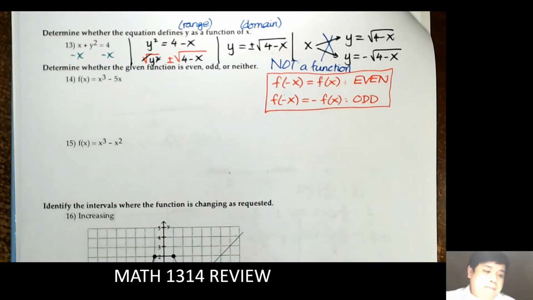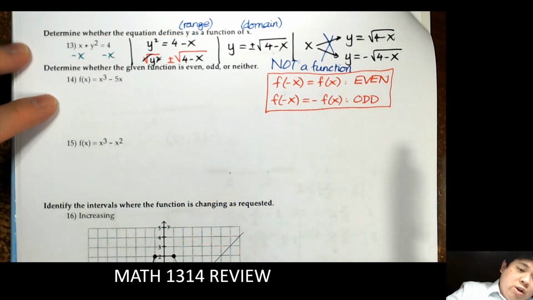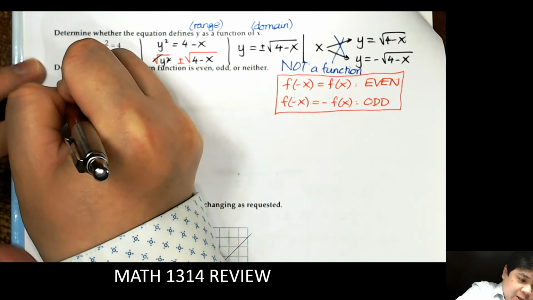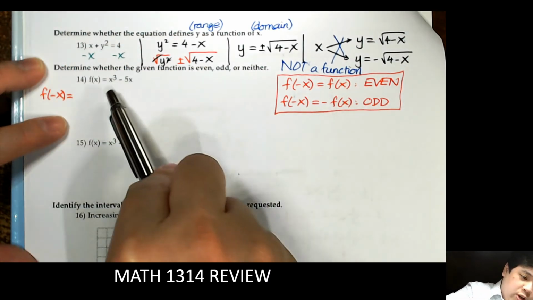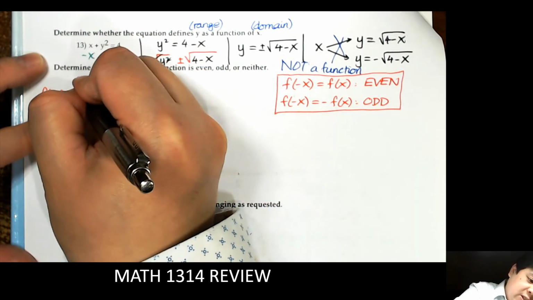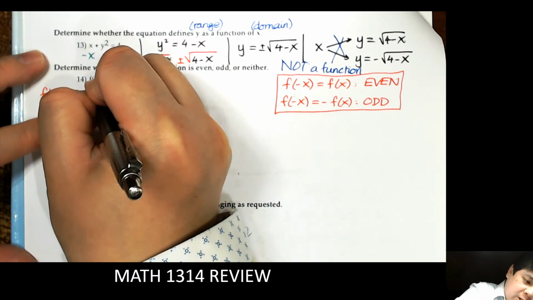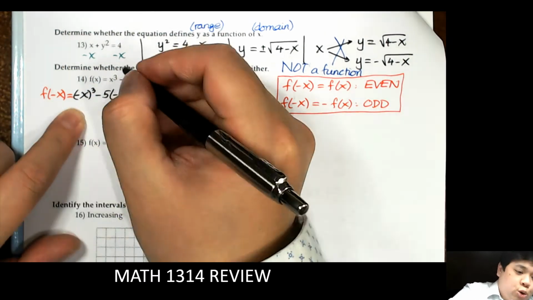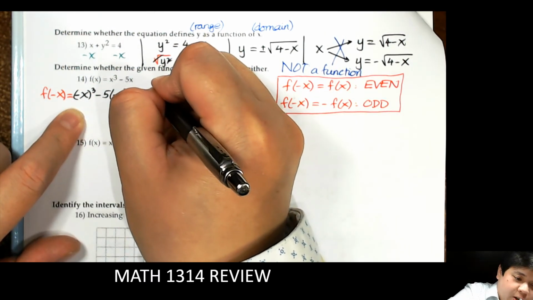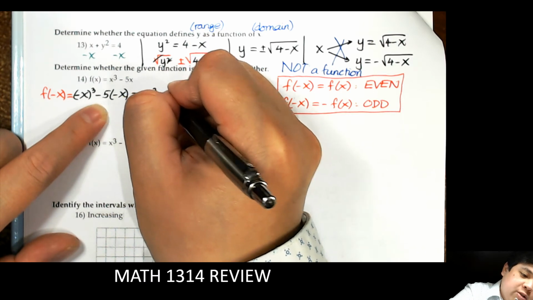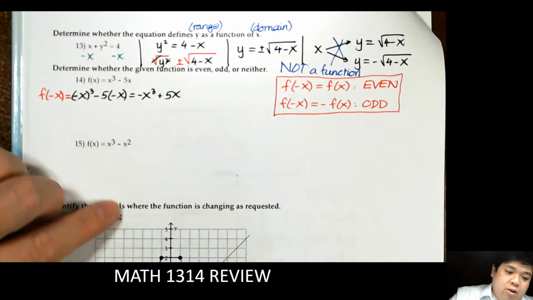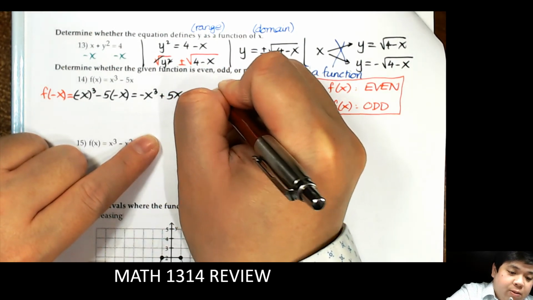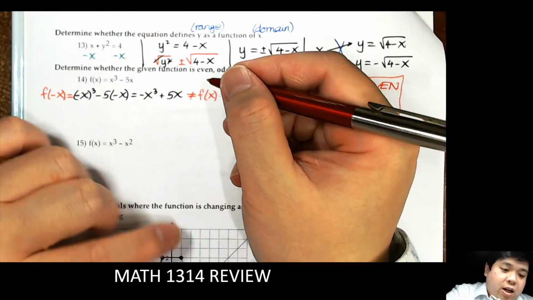Right. So we always start with f of negative x. So I put negative x into x. Negative x cubed will be negative x cubed. That gives us a plus 5x. Now, compared to the original function, they are not the same. So we say not even.